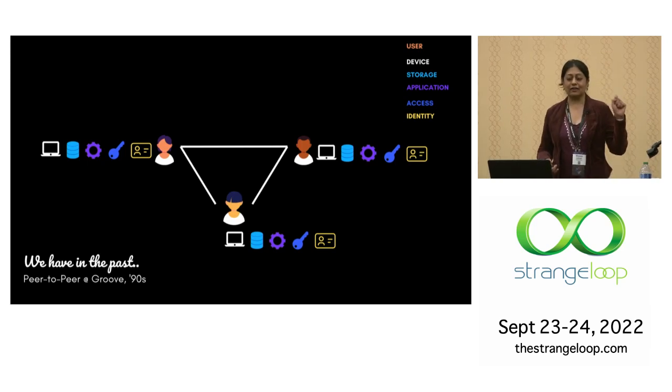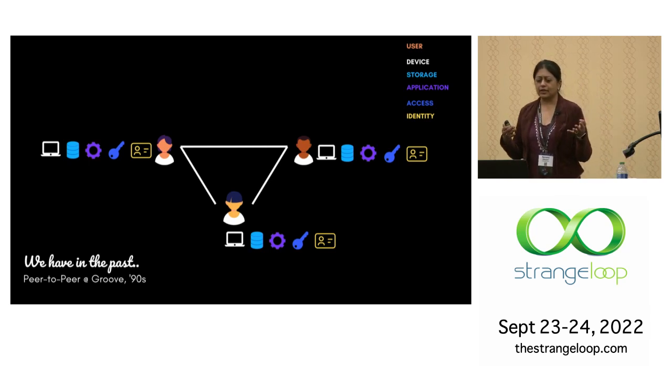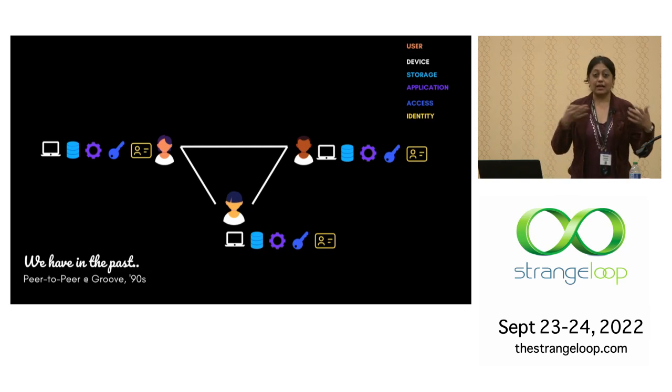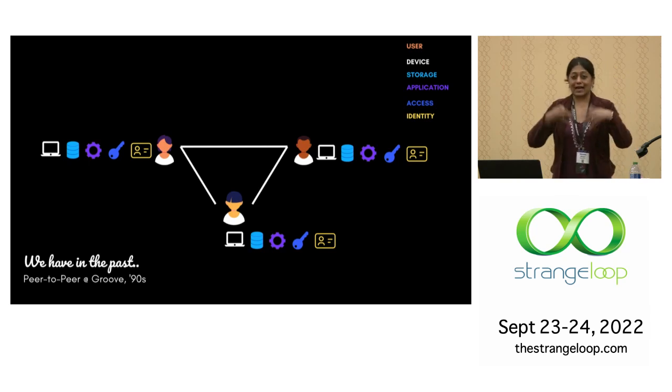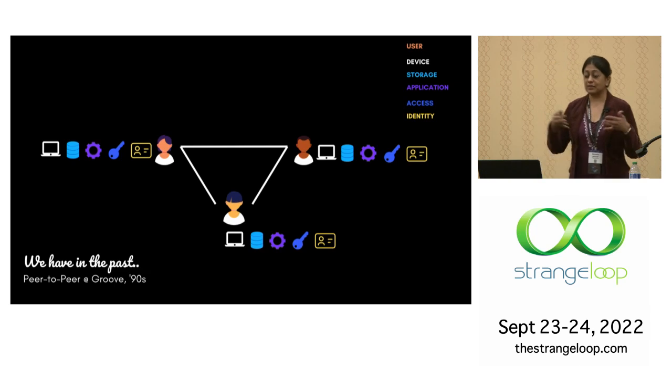Now, if we were to diagram Groove's architecture using the modeling elements that we showed earlier, we would depict the users in the center, right? Each user is a peer to another user, and each user runs the Groove application on their own devices using whatever storage mechanism that user wanted to choose. And each user has their own Groove identity. And any local access to the data was encrypted at rest, using the user's own keys specifically for themselves.